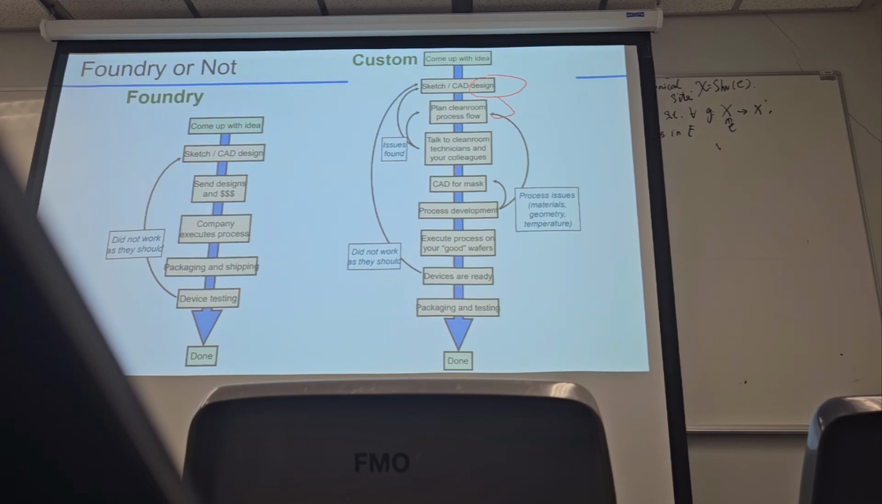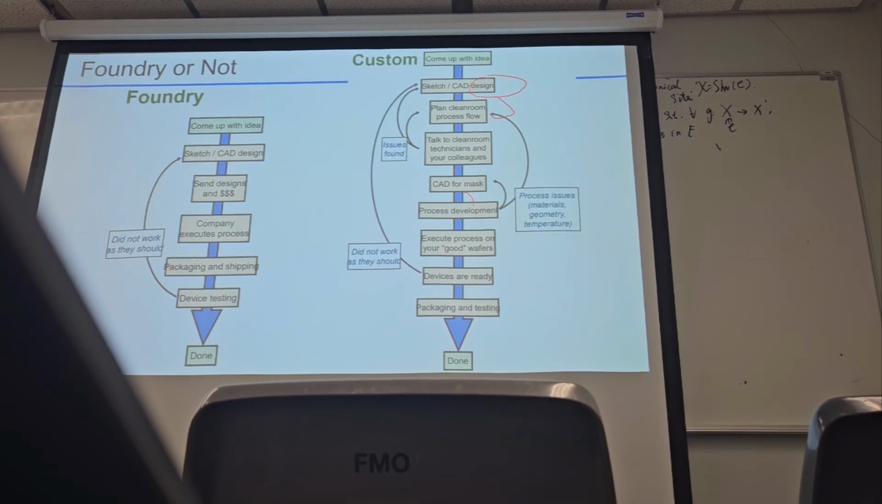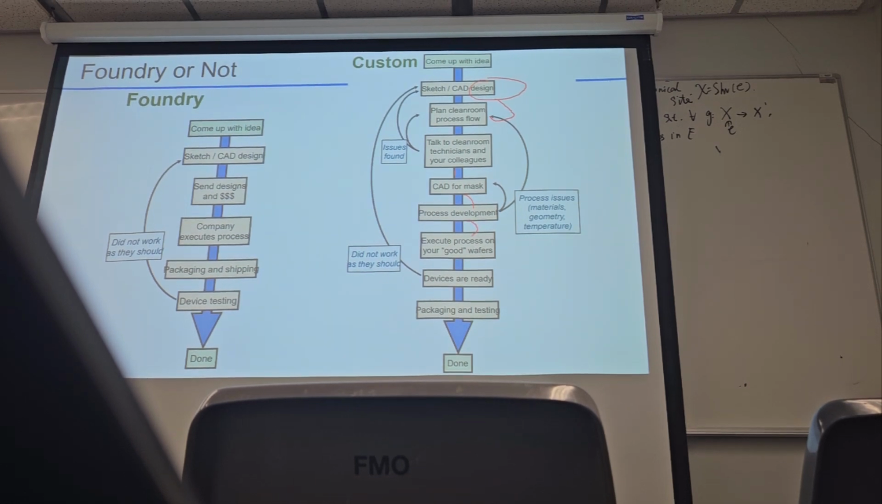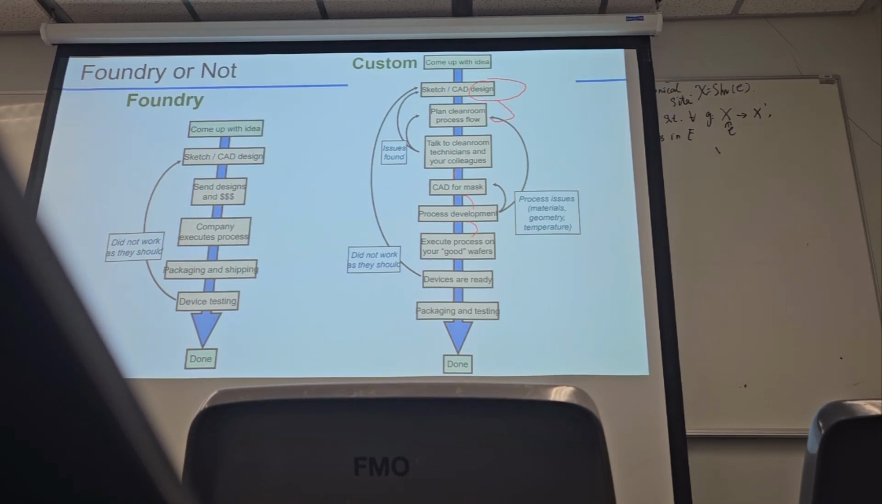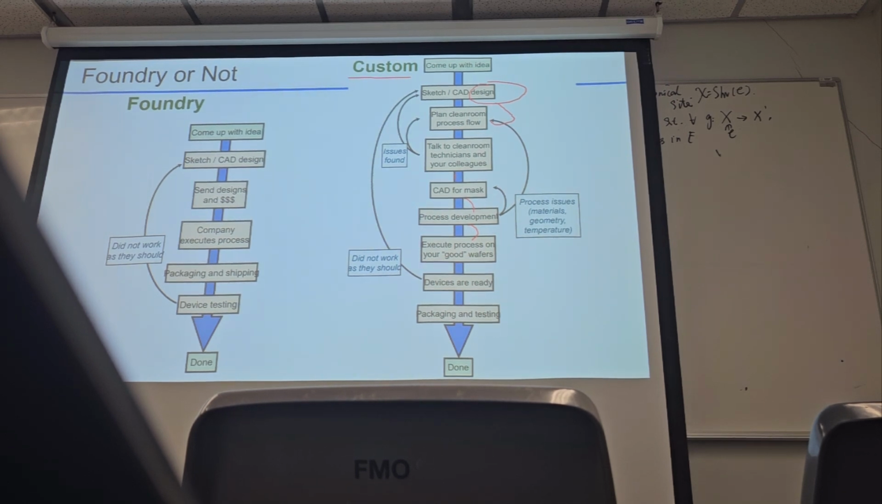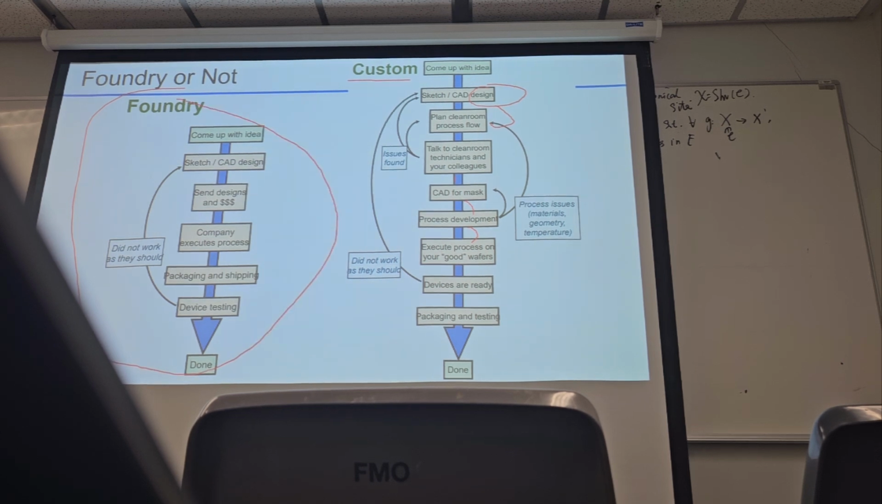Because, for example, you draw the layout, but you do not know which kind of PR you need to use, the positive or negative. Okay, and so after getting the mask, you also need to develop the process, then execute the process, get the devices ready, and do the management, this kind of thing. Right, so this we call customer: do the fabrication and design ourselves. But nowadays in the industry, especially for IC, most of the companies are using the foundry.